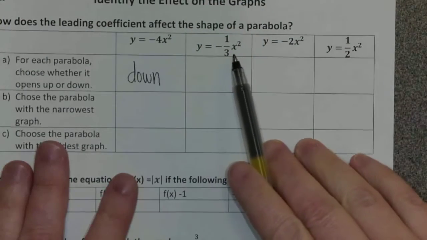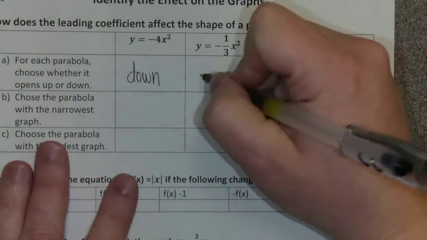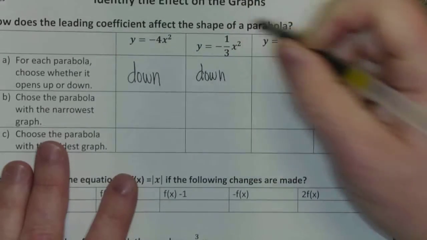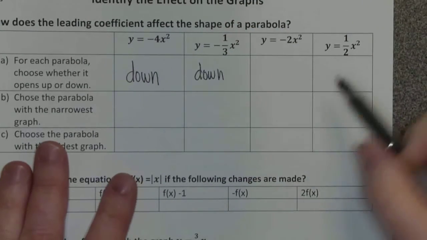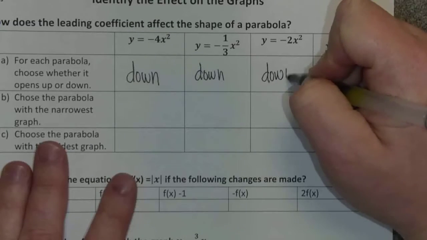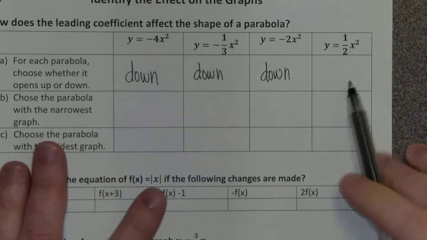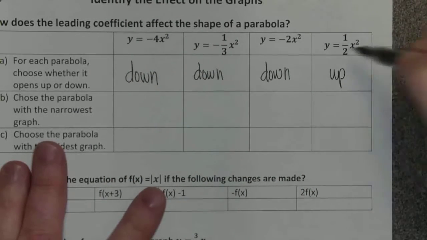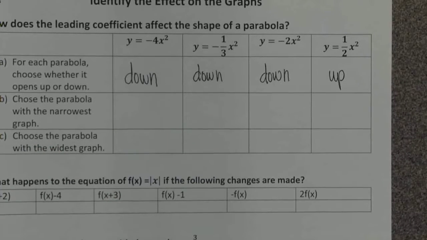What about this next one? Down again because of the negative out in front. Next one? Down because of the negative in front. And the last one? Up because it's positive out front. Now we already knew that information, right? When we graphed them, we decided if they were smiley faces or frowny faces according to the sign out front.